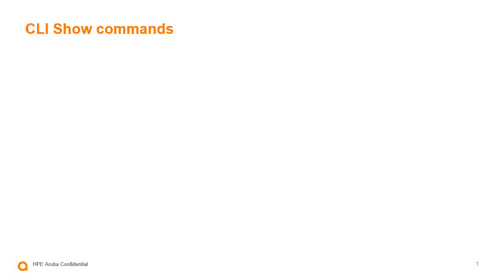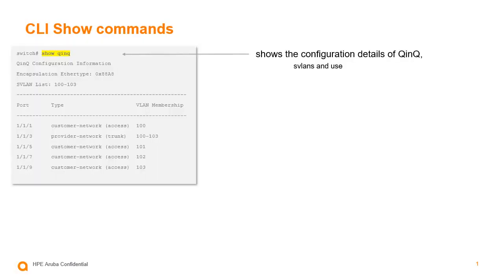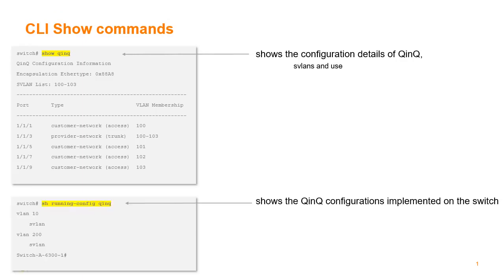So some show commands. Let's have a look at these. So show QinQ. The show QinQ command is very useful. It highlights all the SVLAN, CVLAN combinations and their role on the switch and their association to interfaces. And the show running-config QinQ displays the QinQ configuration on the switch.